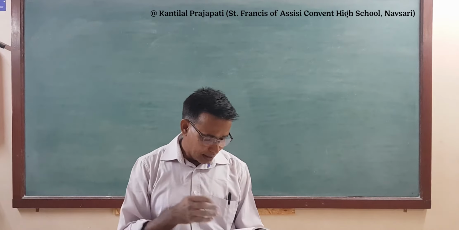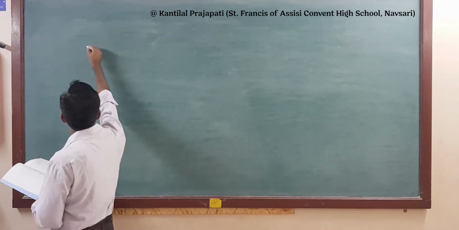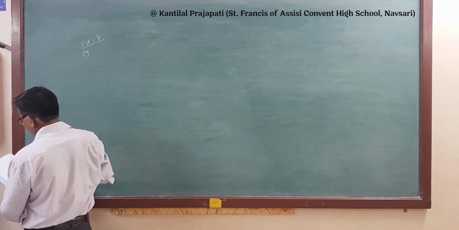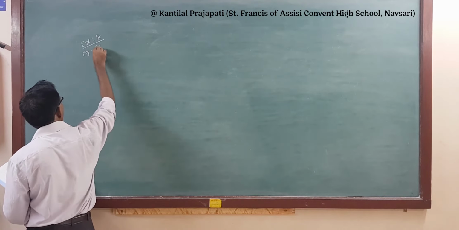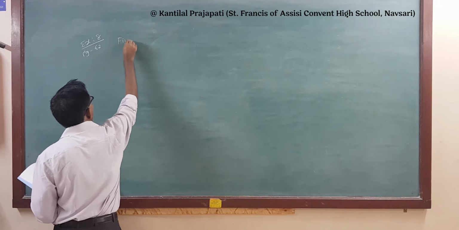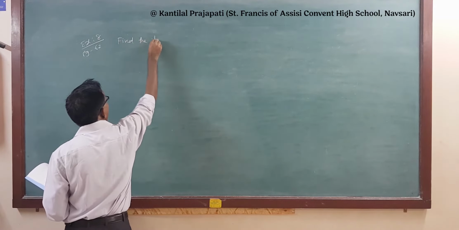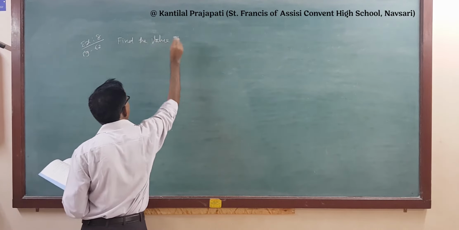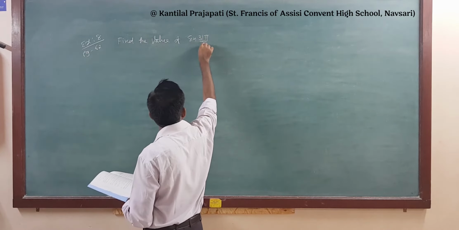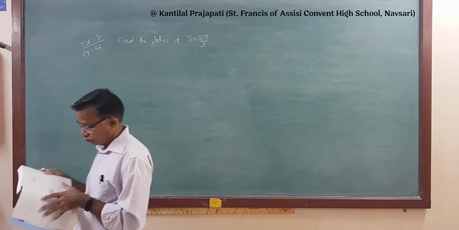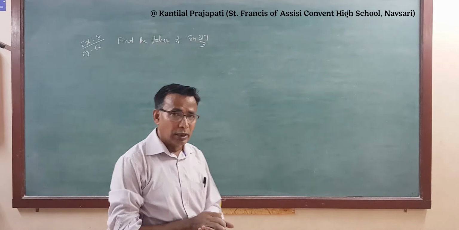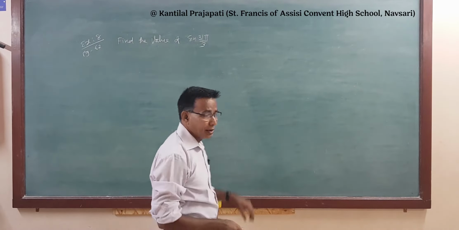Now, example 8. Find the value of sin 31 pi by 3.